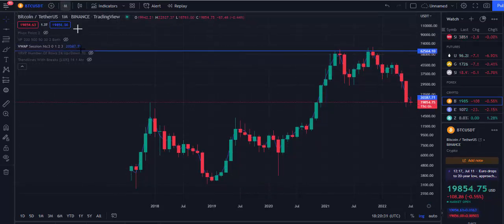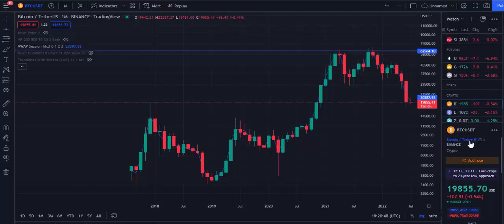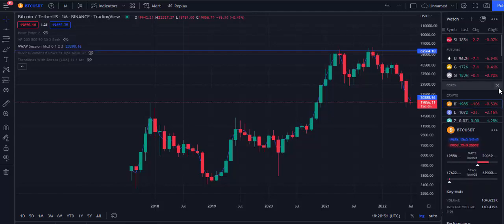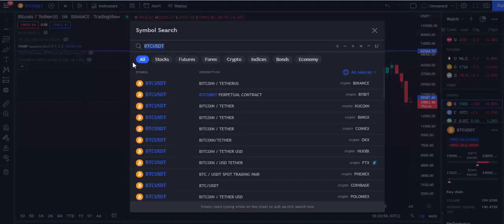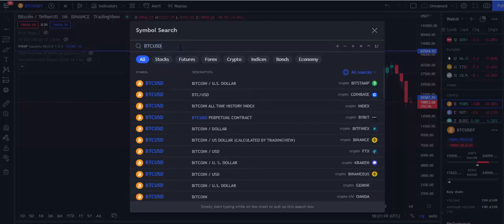Okay, let me see what we are using here. No, it's not the chart we are taking a look at. We're going to be using a different chart, another BTC USDT chart. Let's take a look at it. BTC USDT. Okay, we can use Binance. I just type it. Okay, BTC USD.